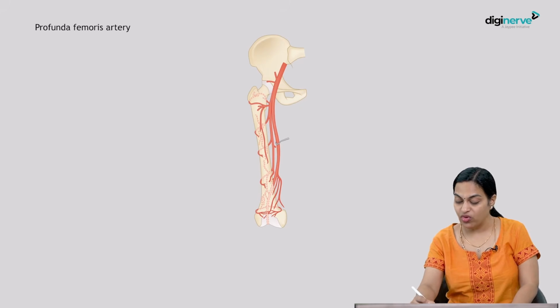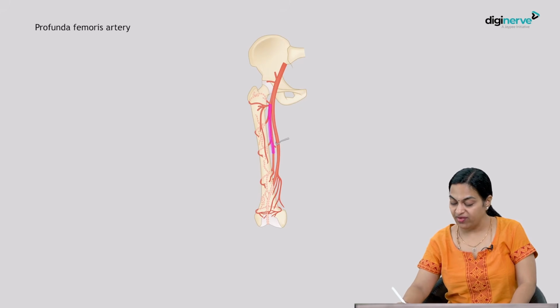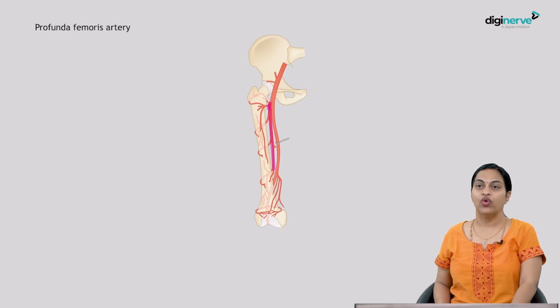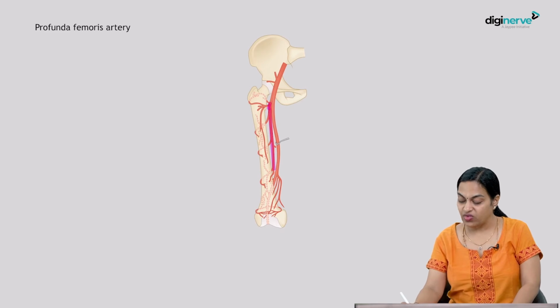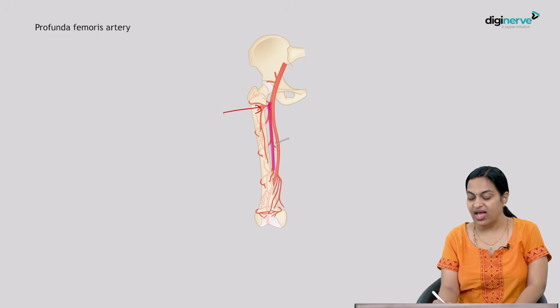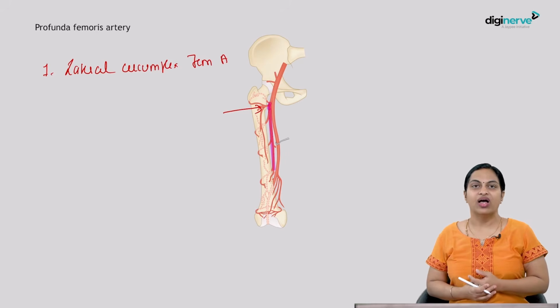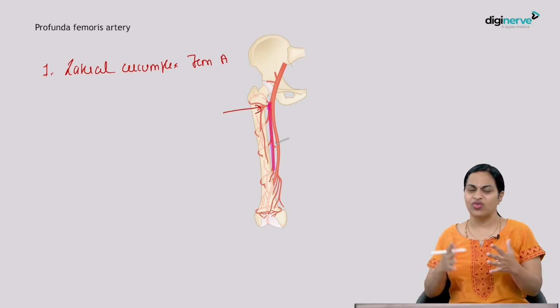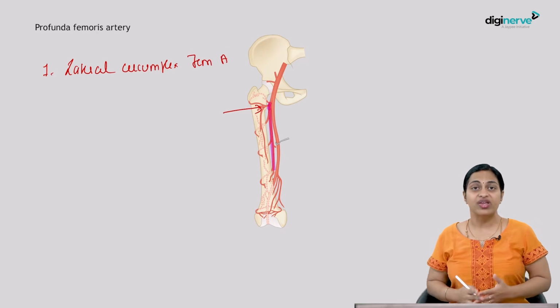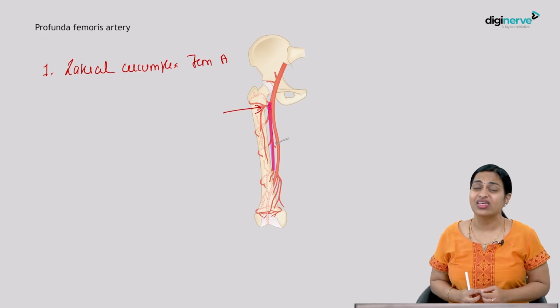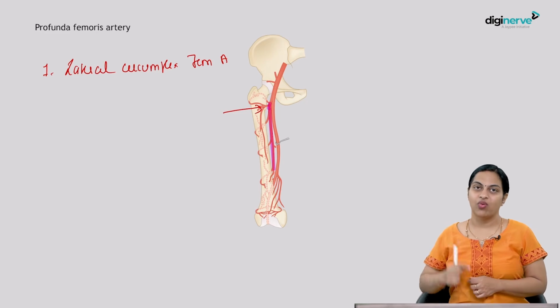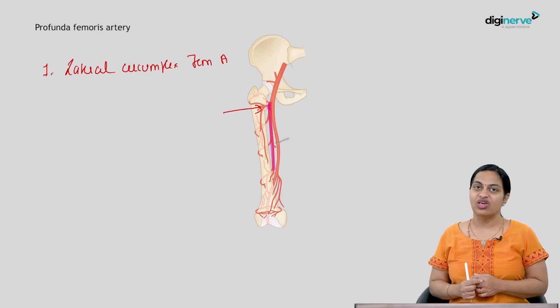This profunda femoris artery is going to give rise to a few important branches, okay. So it will give rise to this lateral circumflex femoral artery. In the upper limb, we have come across anterior circumflex humeral artery, posterior circumflex humeral artery, winding around the corresponding surface of surgical neck of humerus, right? That's why these branches are called circumflex femoral, winding around the shaft of the femur.